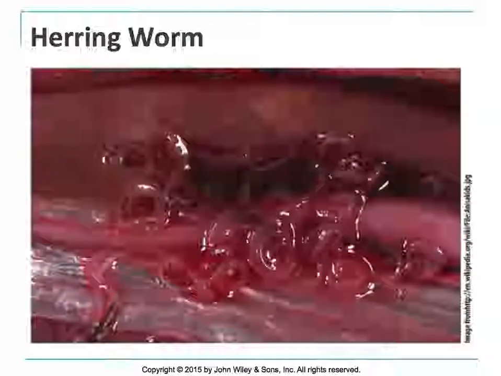And then this photo is a picture of herring worm. So herring is a type of fish, and in this instance, somebody caught some herring, maybe to eat, but they cut it open and found all of these worms living inside.